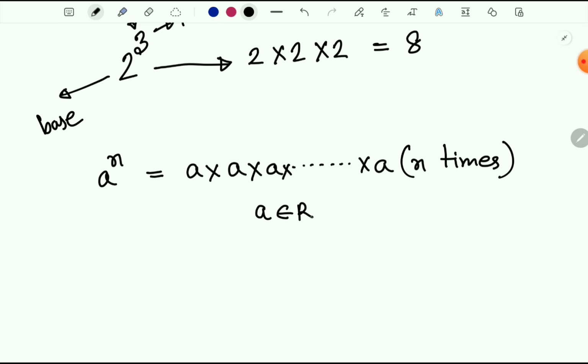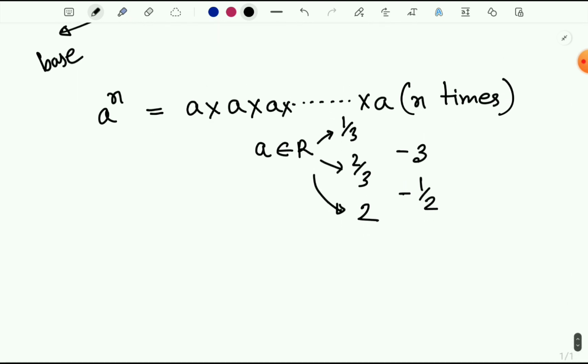In this particular case, base a belongs to R. I already explained real numbers. A real number can be irrational or rational, like the irrational number 1 by 3, the rational number 2 by 3. R can be a prime number like 2. It could be a negative number, minus 3, or a negative fraction, minus half. Okay, so all these numbers can be base a.